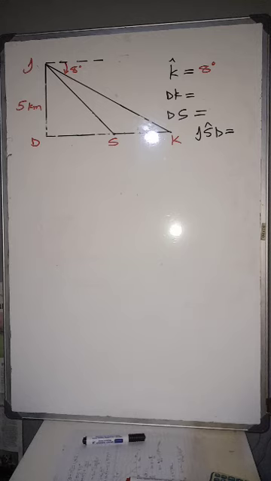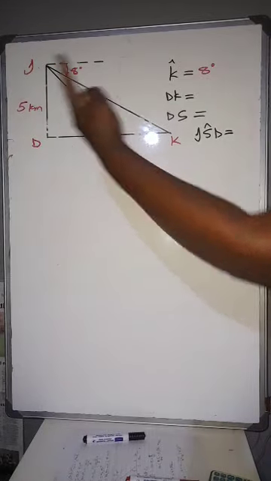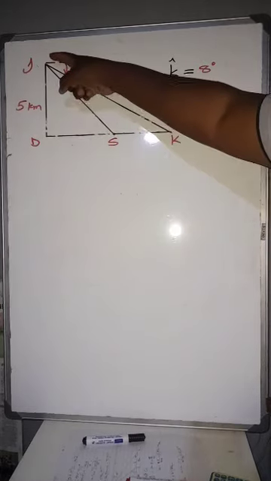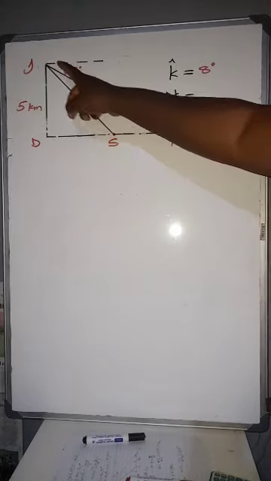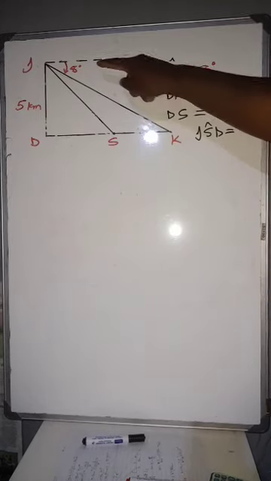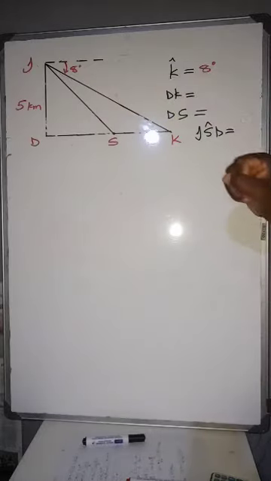In this scenario, we are told about a jet which is flying from your left coming to the right. And this jet in this particular moment is at point J, which is vertically above D. So we are saying the altitude of this jet is 5 kilometers. And remember, altitude is height. So the height DJ is 5 kilometers, and from point J, the angle of depression is 8 degrees.